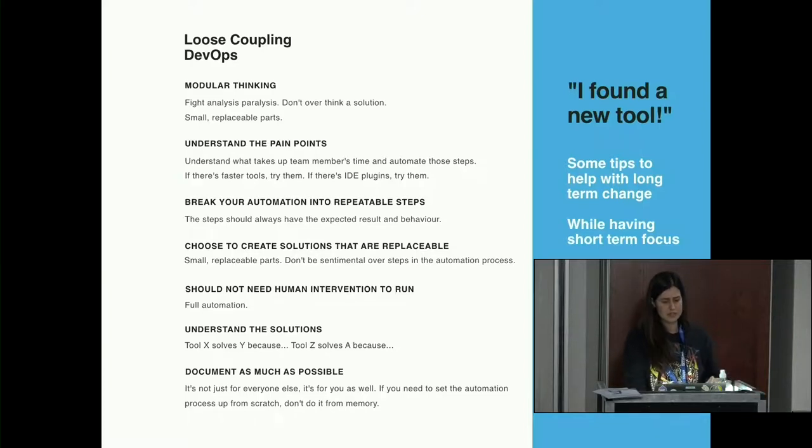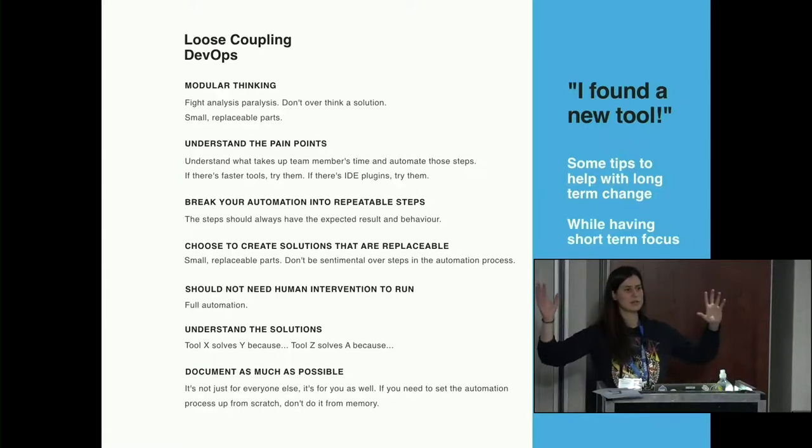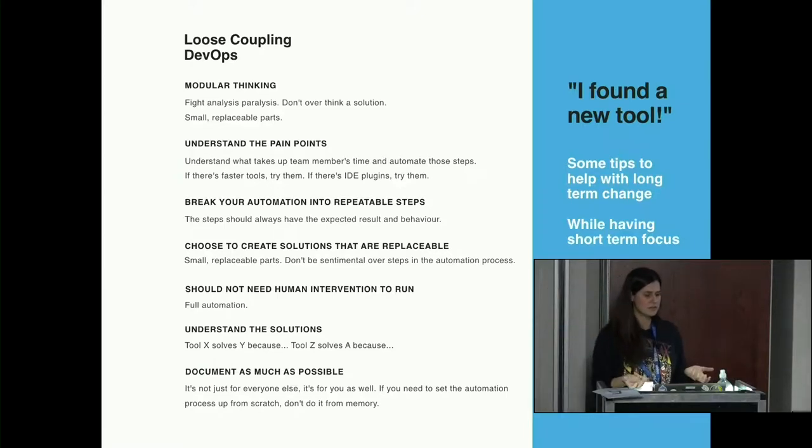Break your automation into repeatable steps. You always want that repeatable behavior. If you're going to ask it to do A, B, and C, if you run it again, you don't want it to chuck in a D in there, and you're like, where did that come from? Choose to create solutions that are replaceable. Don't be sentimental over any part of this pipeline or solution. At any point, you're going to wipe out and try a new thing. It's like you're going to nuke it, and you're going to say, okay, that did not work for us. That was taking 10 minutes, but you spent 3 weeks on it. You might need to replace those solutions.